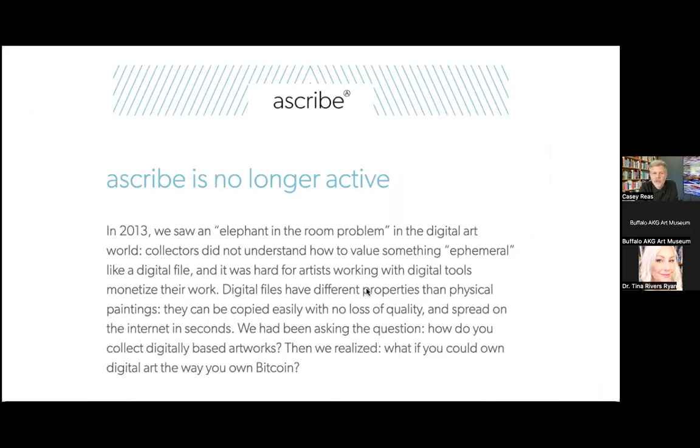Because Left Gallery was so early, it needed to change its technical infrastructure multiple times because the technology wasn't stable yet. So it started on Ascribe, it moved to Ethereum, it moved away from a blockchain, and then in 2021, it moved back to Ethereum. So I want to read through this. I think it's a remarkable statement for the moment it was written.